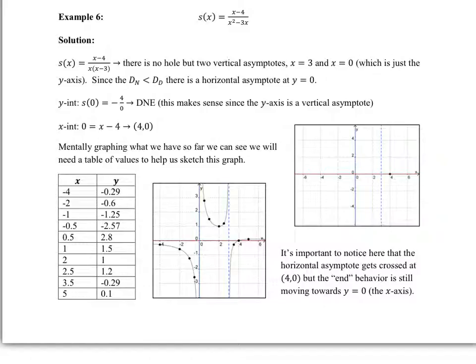Let's see that right here. Next, the x-intercept is found by setting the numerator equal to 0, which gives 4, 0. That's kind of interesting to think about. Why is it interesting to think about that? The x-intercept is 4, 0. Why does that not seem to make sense right away?